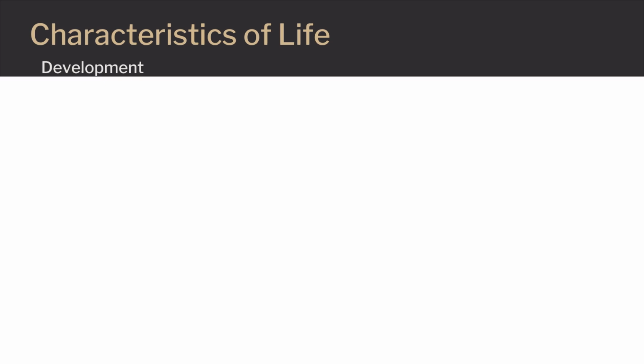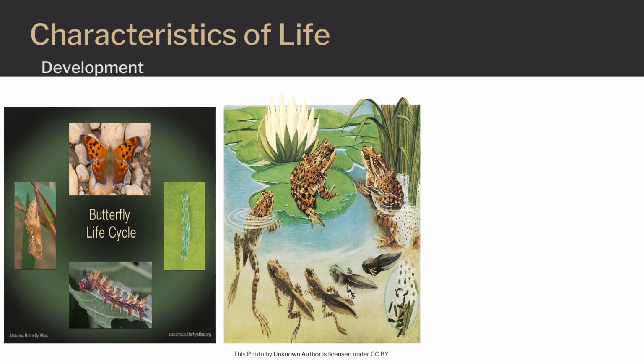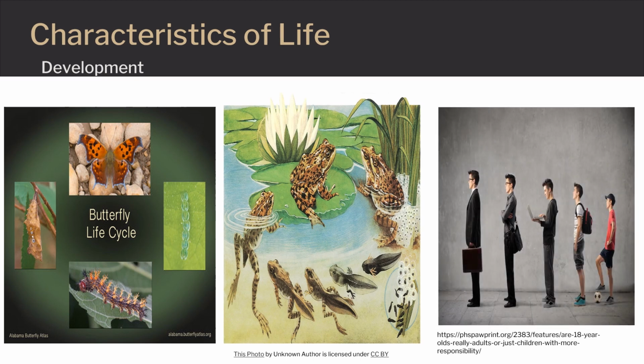Development. All living things grow and repair themselves. Over the lifespan, all living things grow larger and more complex. For example, a caterpillar grows into a butterfly, a tadpole grows into a frog, and a human infant grows into an adult. Living things also have the ability to rebuild, repair, or heal themselves when sick or injured.